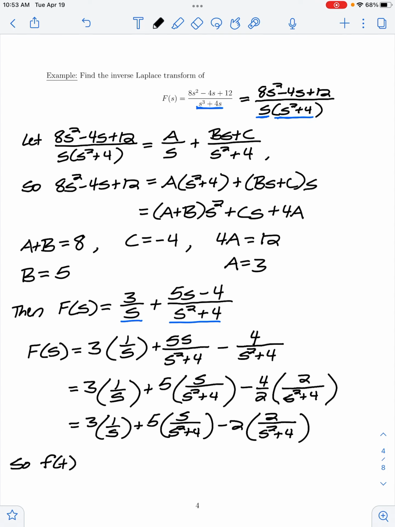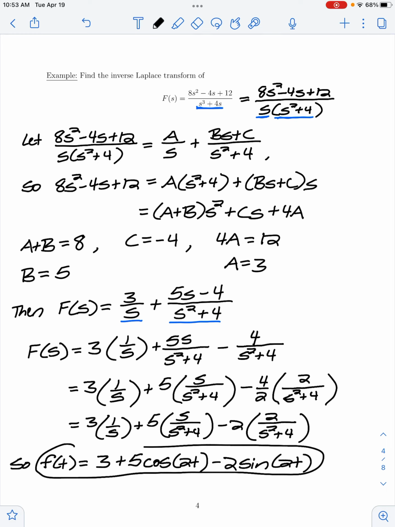And so taking my inverse transform, term by term, I have 3 times 1 plus 5 times cosine of 2t minus 2 times sine of 2t. And here we are using properties number 1, 5, and 6 from the Laplace table.